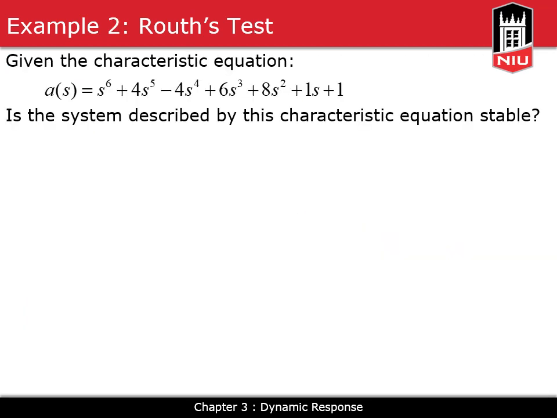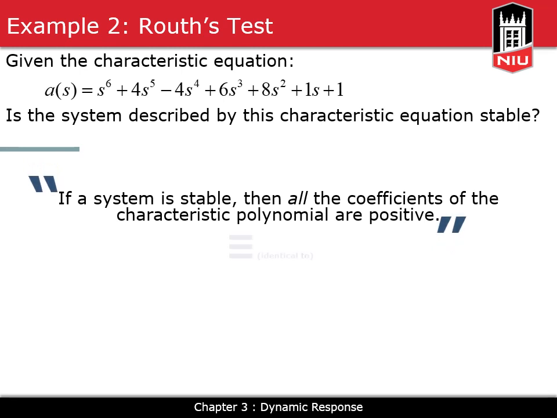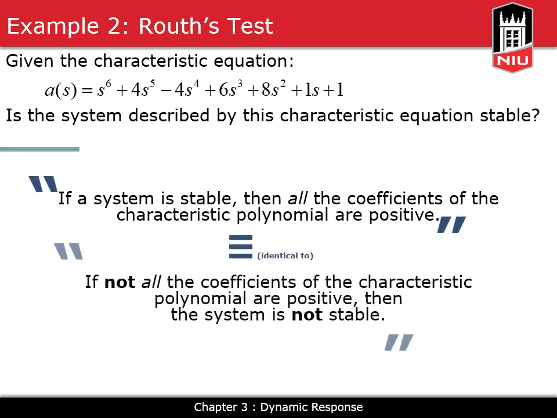Here's the next example. So we have another characteristic equation given here. To check its stability, remember we first check the necessary condition. In this case, we see that one of the coefficients, this one here, is negative. So they're not all the same signs. That means the system does not have the necessary condition and it will be unstable.